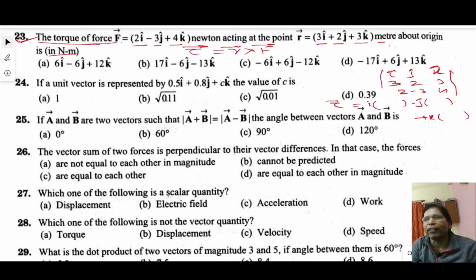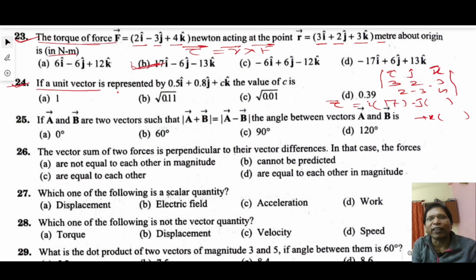Now look at this, for i, this column and this row are omitted. So this is 2 into 4, that is 8, minus 9, that is minus 1. Here the answer is 7i, and only one option is correct. So B is correct. Okay.